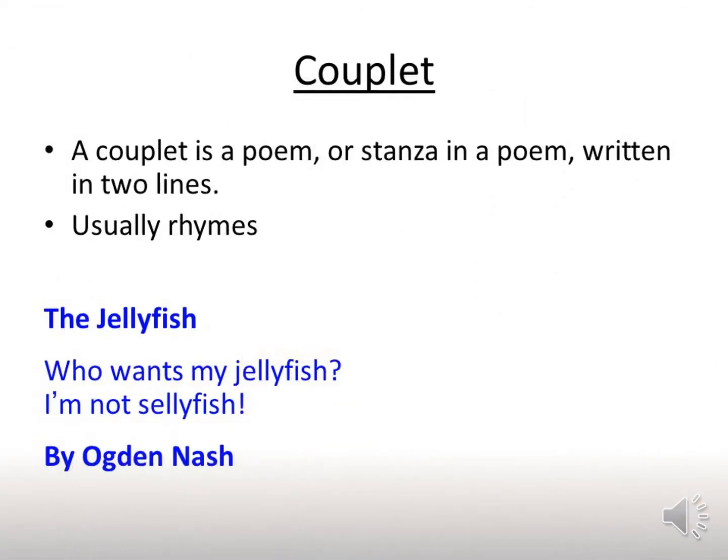A couplet is a poem or stanza in a poem written in 2 lines only. It usually rhymes. For example, who wants my jellyfish? I'm not Sallyfish. These are 2 lines and they rhyme at the end.